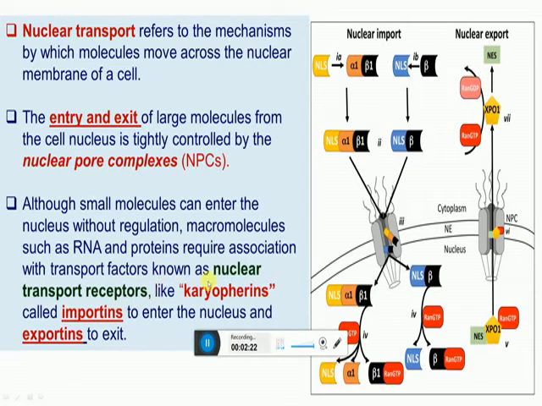These factors are called nuclear transport receptors, a kind of which are karyopherins. They are either importins or exportins. From cytoplasm to nucleoplasm, these receptors are called importins, and from nucleoplasm to cytoplasm, they are called exportins. In this figure, nuclear import and nuclear export are shown. In the import, the receptors are required. We are going to see nuclear export and nuclear import in detail.